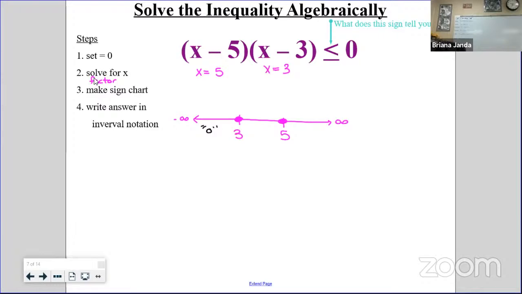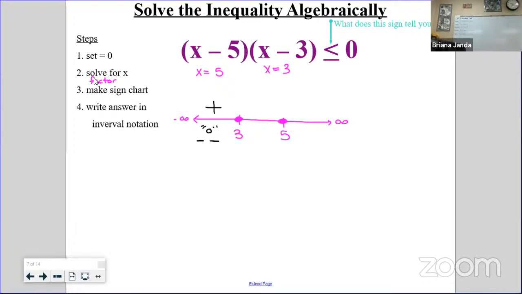I'm plugging it in up here. 0 minus 5, that's a negative number, right? 0 minus 3, that's a negative number. But if I have a negative times a negative, everything I plug into that section will end up giving me a positive answer. Question.